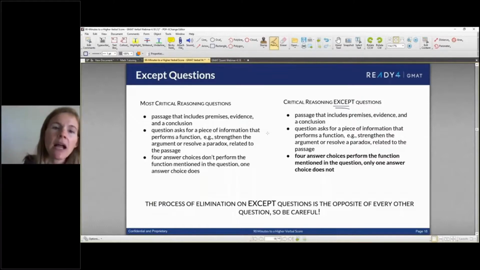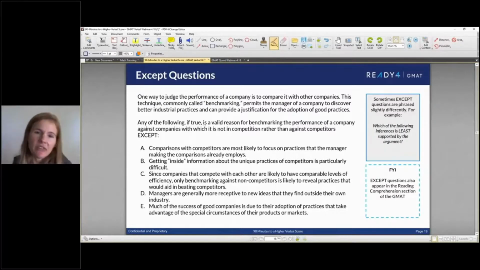Okay? And so let's not lose track of that, because again, these can be very confusing to think about. But in the end, what you're looking for is the weird one that doesn't match. Okay? So let's take a look at an example here. This is a little bit of an unusual one because all they're telling us up front is about the idea of benchmarking. They're telling us what benchmarking is. And benchmarking is the idea that the manager of a company will compare him or herself to other companies to determine whether they're doing things right or not. That's the meaning of the word benchmarking.